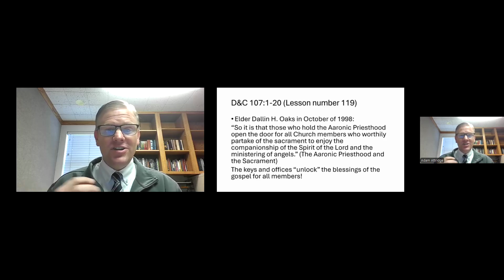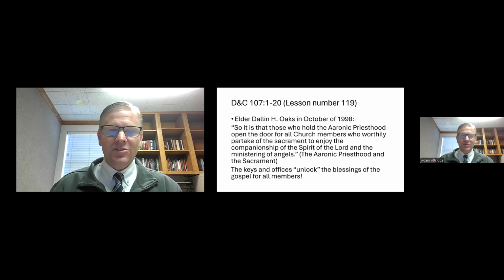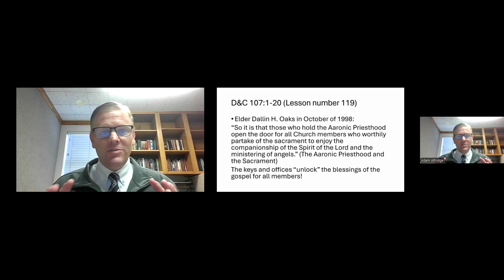So it's not that just young men have the right to the ministering of angels. It's that they have the authority to unlock that door for all members who have the right to receive the ministering of angels. So it's really important to make sure everyone understands that this applies to young women just as much as it does to young men, because it's describing the blessings that will come to everyone through these offices. So there's just my word of caution.